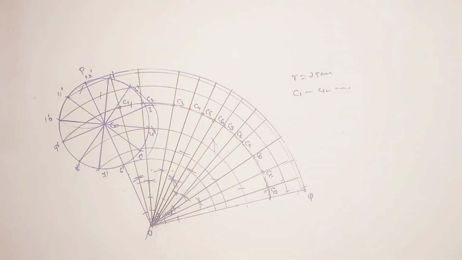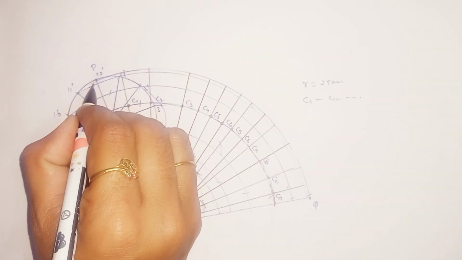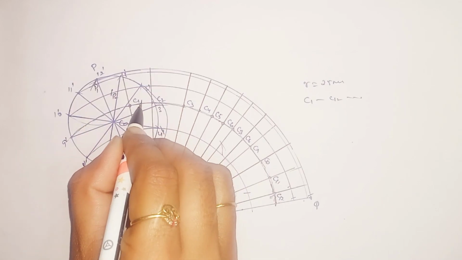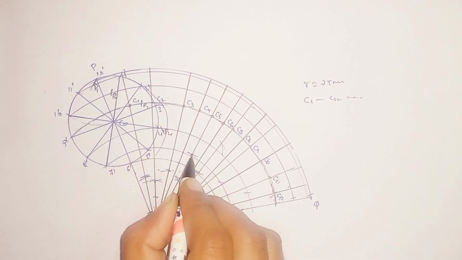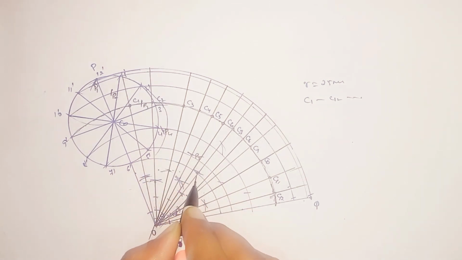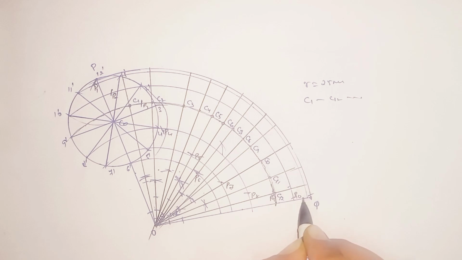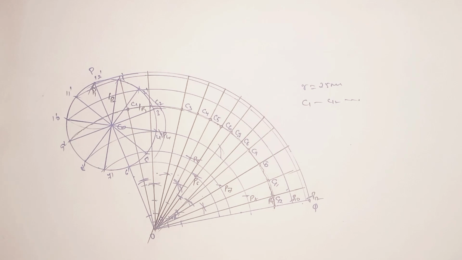Then give the names on the same arcs: P1, P2, P3, P4, P5, P6, P7, P8, P9, P10, P11 and P12 and Q point.